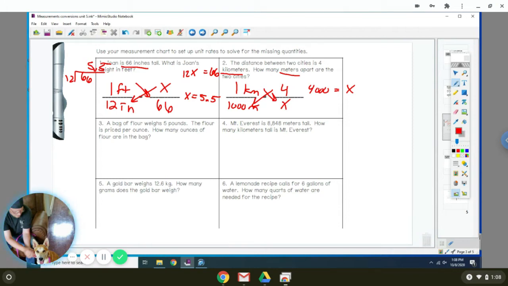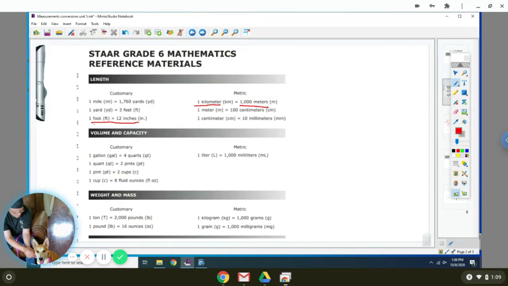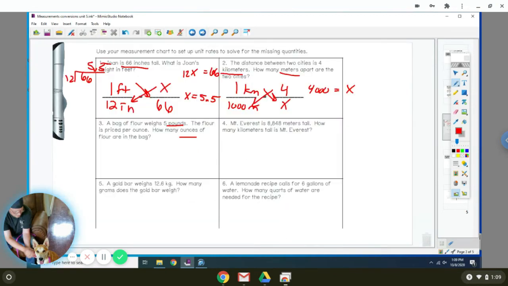All right, number 3, a bag of flour weighs 5 pounds. The flour is priced per ounce. How many ounces of flour are in the bag? So what we're doing is changing pounds to ounces. We're going to go back to our chart, and we're going to find pounds to ounces down here. It says for every 1 pound, it is 16 ounces. So that's the first thing we're going to write. So you're going to write 1 pound over 16 ounces.